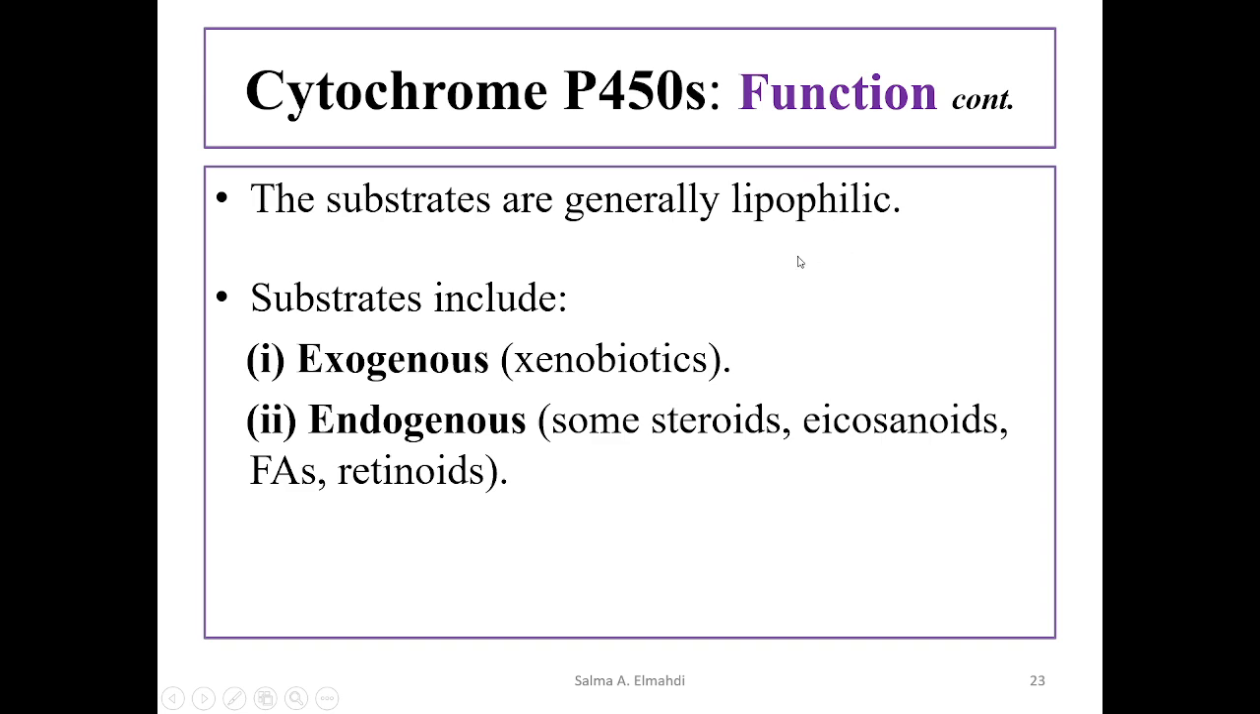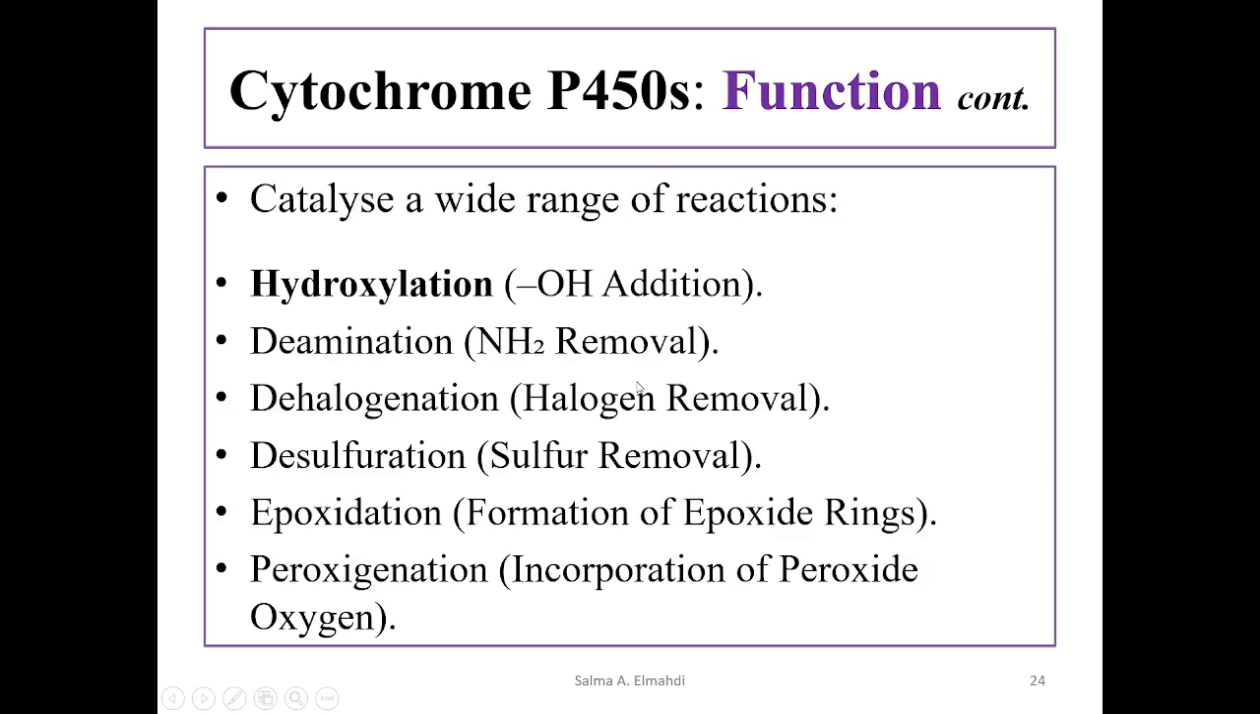The body needs to resolve the issue of a substance being lipophilic by making it more hydrophilic. Substrates for cytochrome P450 include exogenous substances, including xenobiotics, as well as endogenous substances within the body, including steroids, eicosanoids, fatty acids, and retinoids generated within the body. The exogenous will be taken from outside the body, such as ingestion of drugs.